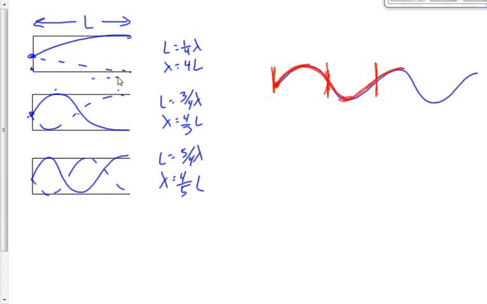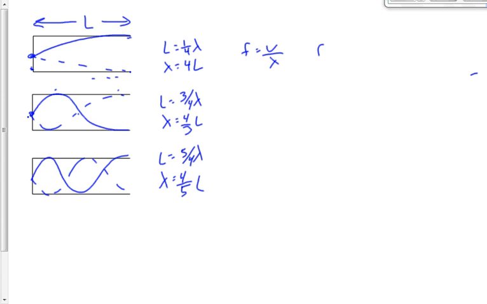All right, let's derive the equations now. For the first one, we're going to say F is equal to V over lambda. F is equal to V over, well, lambda is 4L, so it's going to be V over 4L. Remember what it was for the string that was attached at both ends? The first harmonic was V over 2L. Now it's V over 4L for this one. The water bottle, the clarinet, the flute that's fixed at one end, closed at one end, open at the other.